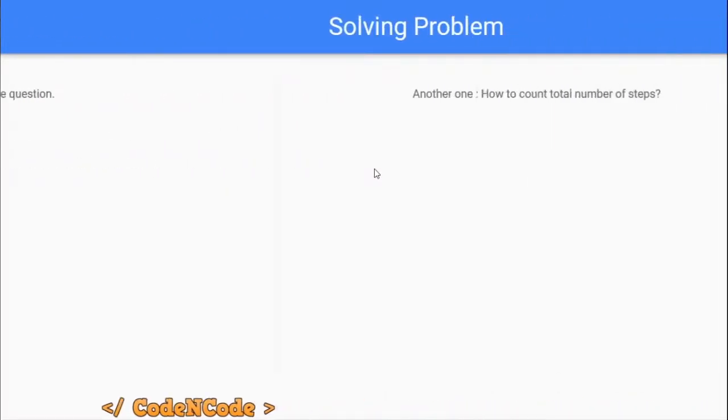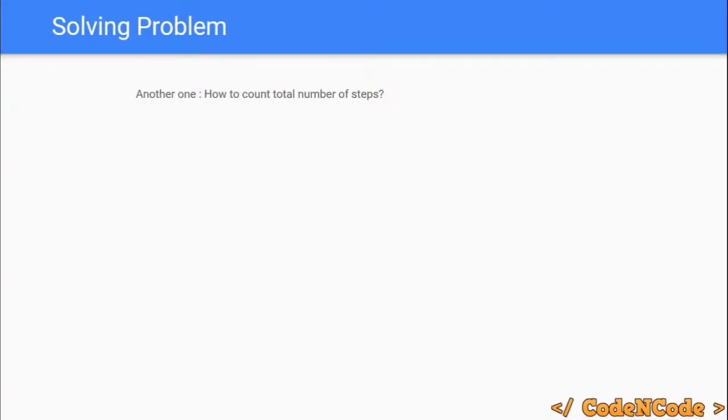Now that brings us to another question: how to count the total number of steps? Well, the total number of steps is the minimum of either the 0 count or the 1 count. Why is that so? Let me show you. Suppose this is the input. There are only 3 zeros. So the game will end after exactly 3 moves.